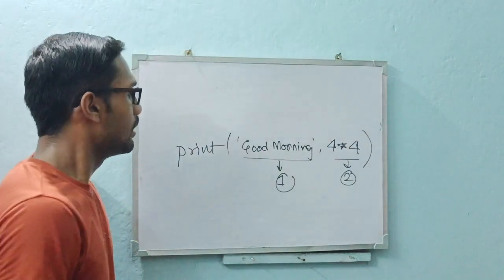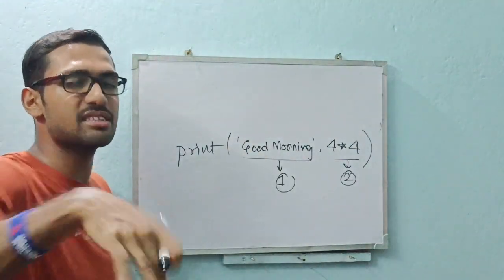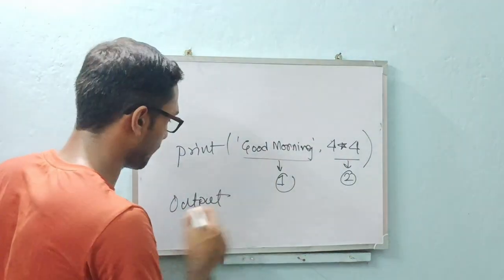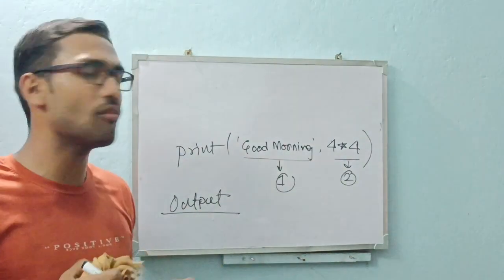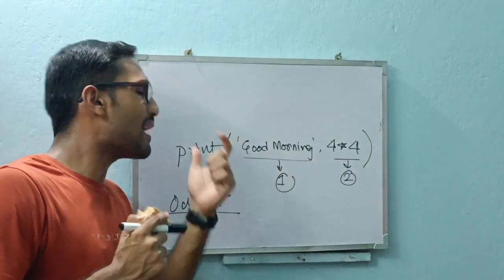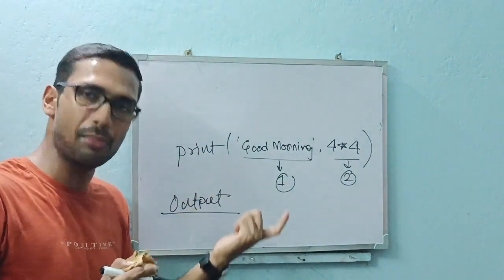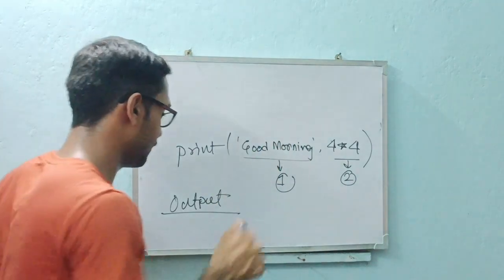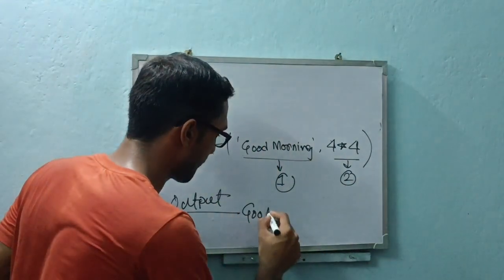Okay. Since this is a string, the same string will get printed. So what will be the output? Let's see the output. As I've told you, if I pass a string as a parameter within the print function, the same string will get printed. So: good morning.